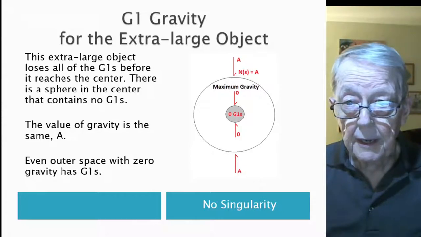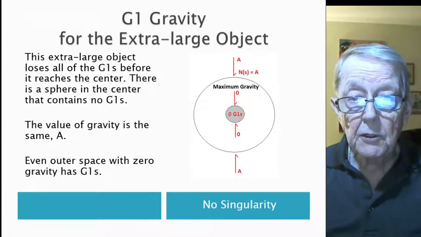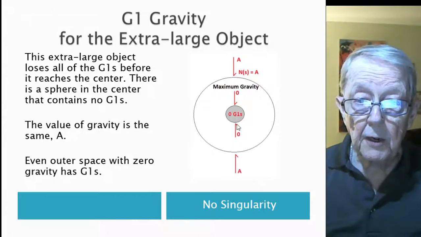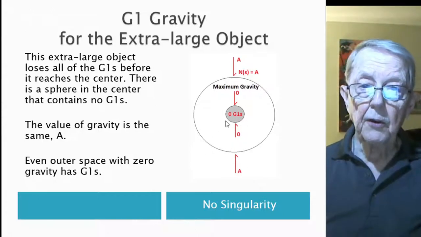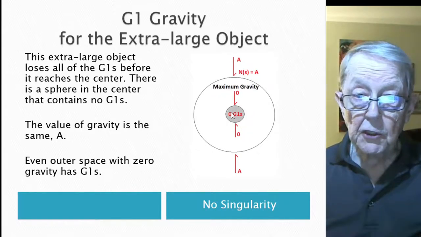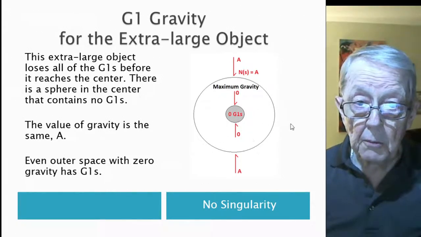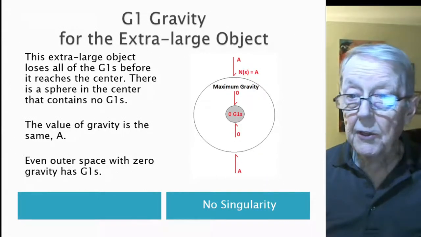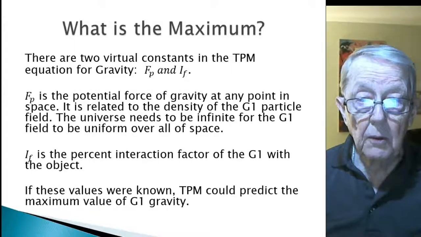I'm not an expert in that area. I'm just saying, if it got that large and if it lost this much before it got to the center, you'd have this area, which is still mass. This is still mass. And there is no singularity in the TPM model for a black hole.